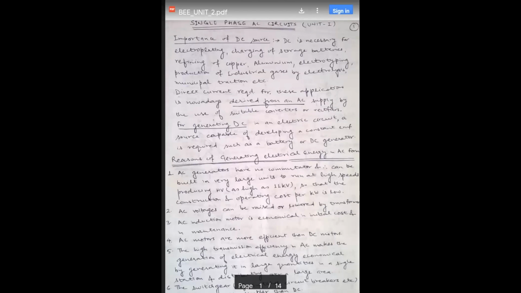Electrotyping is when we produce the prototype of some metallic objects. Also, production of industrial gases by the electrolysis process. You know, there are two electrodes, cathode and anode, and DC power is obtained, and along with the DC power some industrial gases are produced.